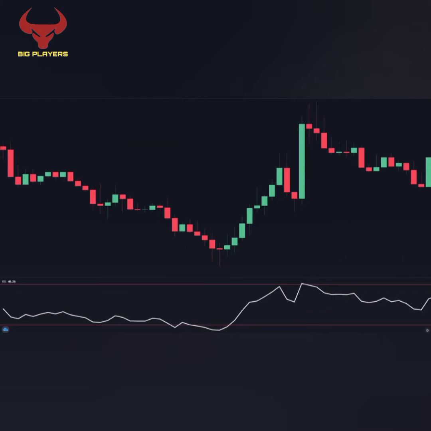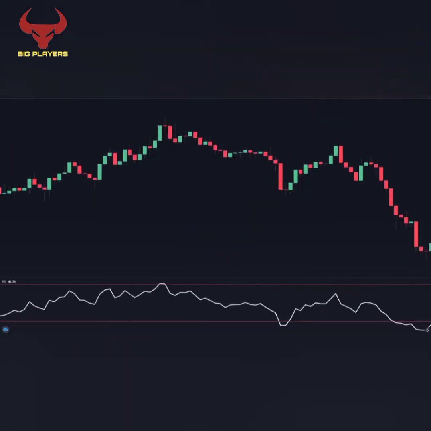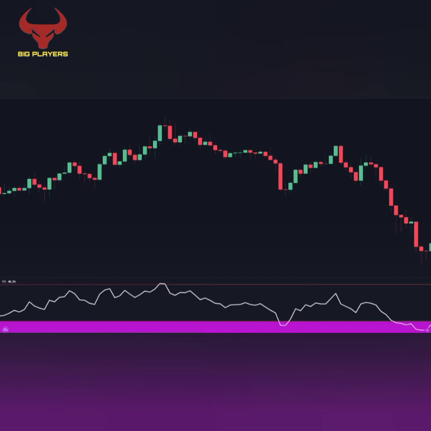So without further ado, let's get on with the video. So, if you open the RSI indicator, it displays a single line and 2 points, the 70 and the 30 point. If the RSI is above the 70 point, the market is considered overbought. And if the RSI is below the 30 point, the market is considered oversold.